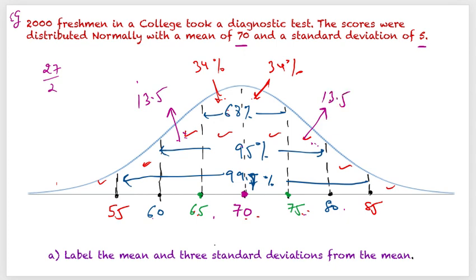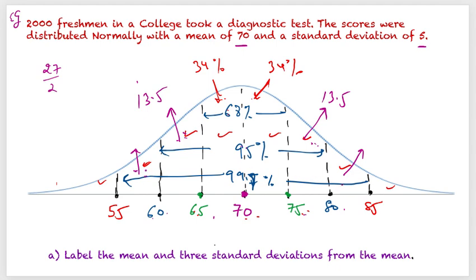In the same manner, if we want to figure out what this area and this area are, meaning the area between 55 to 60 and the area between 80 to 85, in this case also we know that from 99.7, if I subtract 95, we get the area of these two sides, which are symmetric.